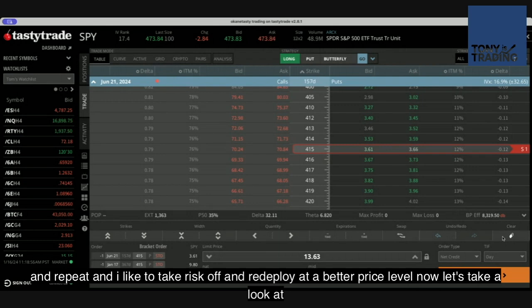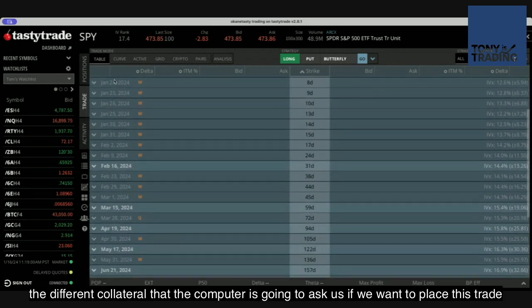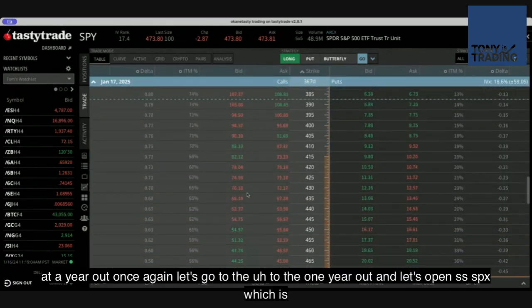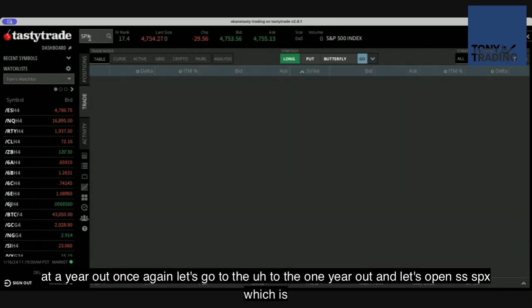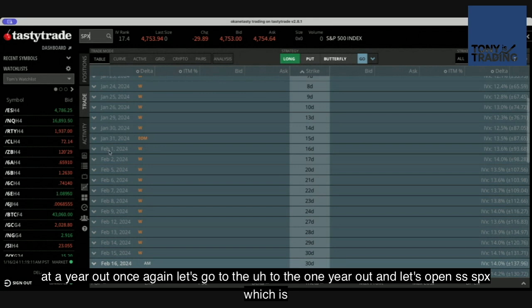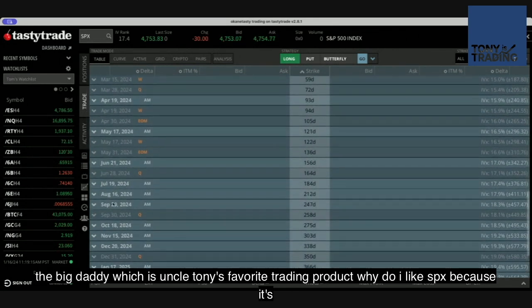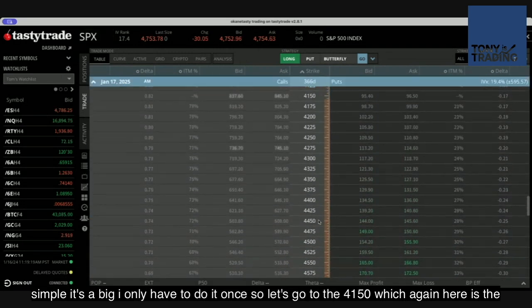Now let's take a look at the different collateral that the computer is going to ask us if we want to place this trade at a year out. Once again, let's go to the 1 year out, and let's open SPX, which is the big daddy, Uncle Tony's favorite trading product. Why do I like SPX? Because it's simple, it's big, I only have to do it once.